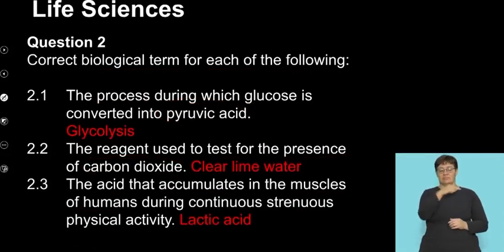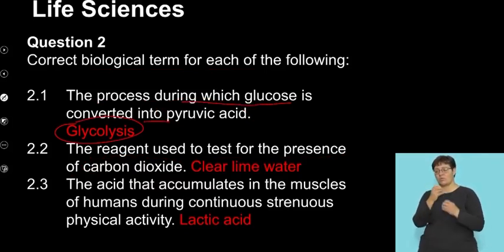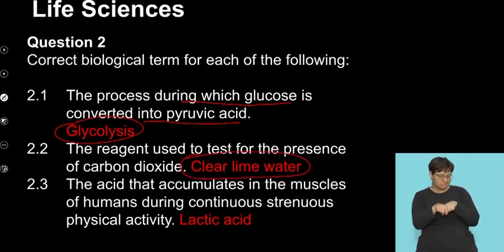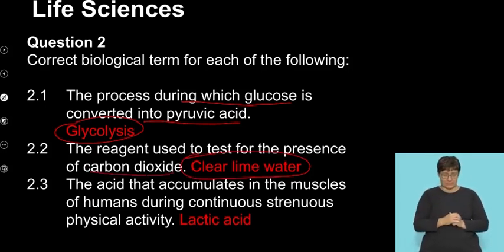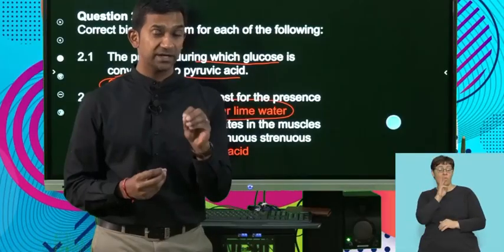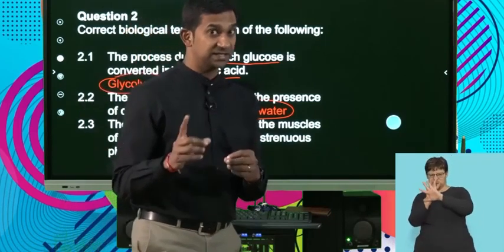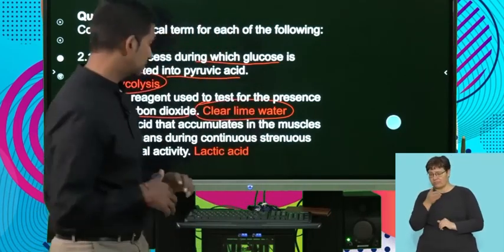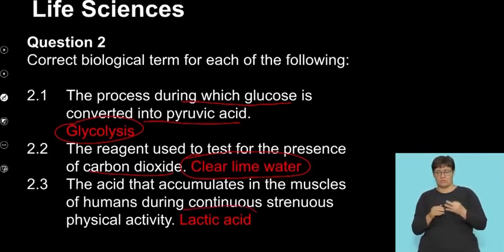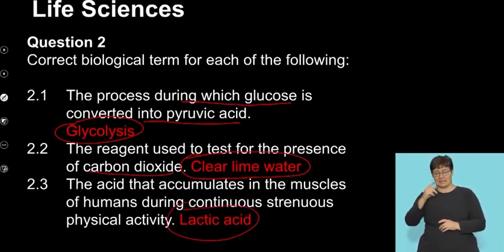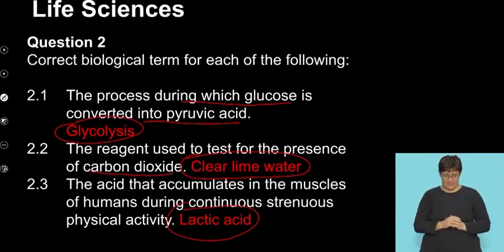So as I mentioned, the first answer would be glycolysis, and that is when the glucose is converted into pyruvic acid. The second question was relating to what chemical is used to test for the presence of carbon dioxide, and that is clear lime water. And we know that clear lime water, when carbon dioxide is introduced into that, turns milky, and so that could be an indicator for the presence of carbon dioxide. And finally, we looked at lactic acid being built up in the muscles during anaerobic respiration, and that is what causes the stiffness in muscles.